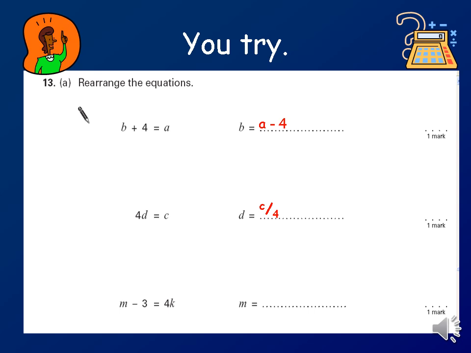Okay, and on this one we're being asked to get m on its own. Because we want to get rid of the minus 3, we need to add 3. So adding 3 on the left hand side gets rid of the minus 3, and we still have the 3 on the other side. Okay, let's move on.